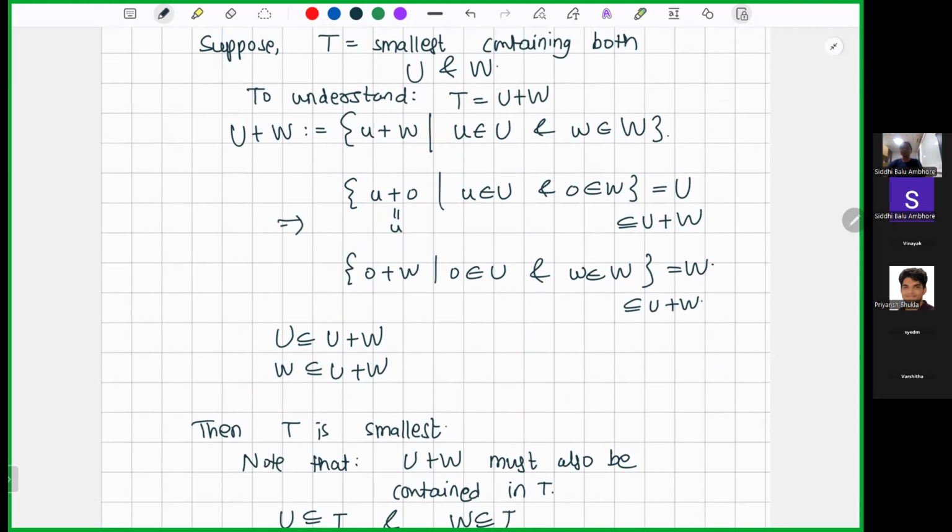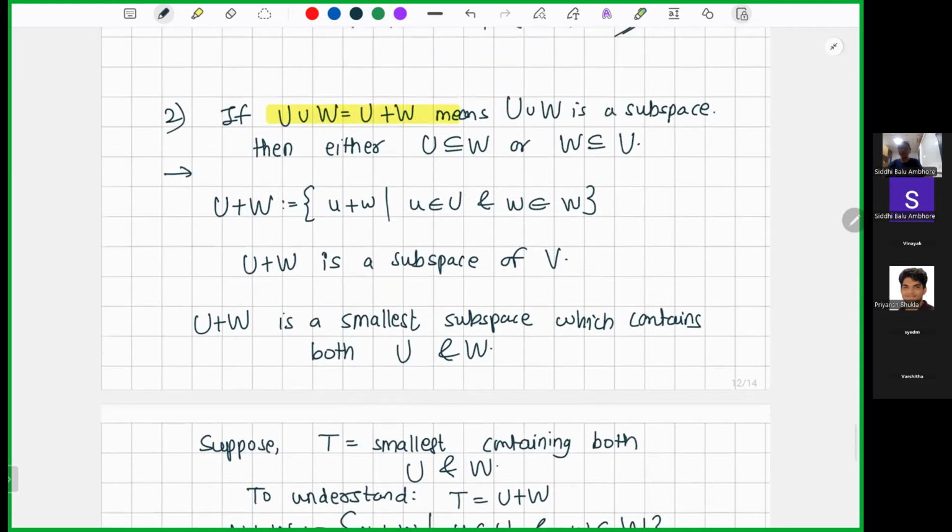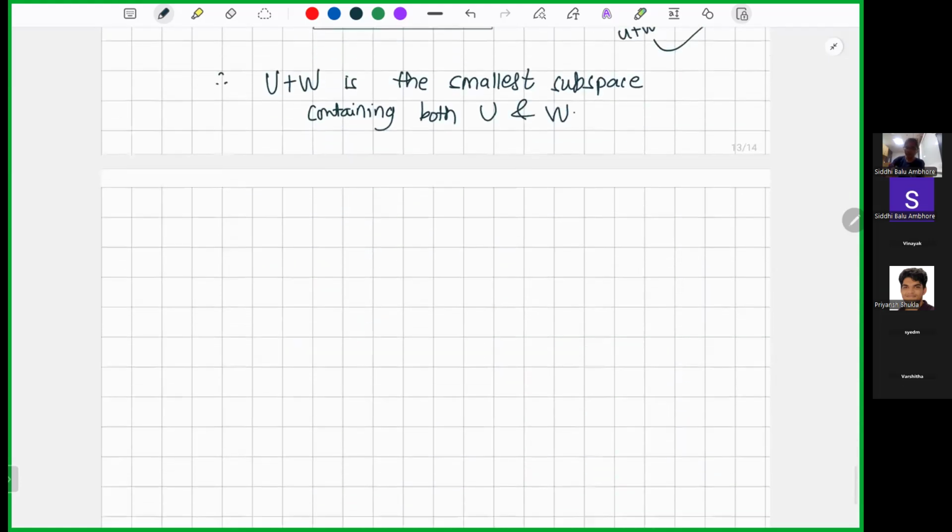You can check this. And yeah, so now when they are writing that U union W is U plus W, then they are saying that this U union W is actually forming a subspace. Note that in general, this U union W is not a subspace. For example, the example of subspace which we saw in the beginning of the lecture today.